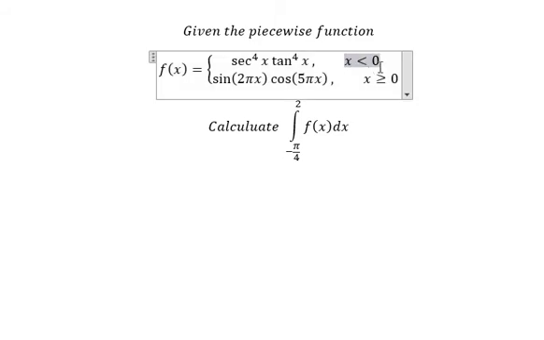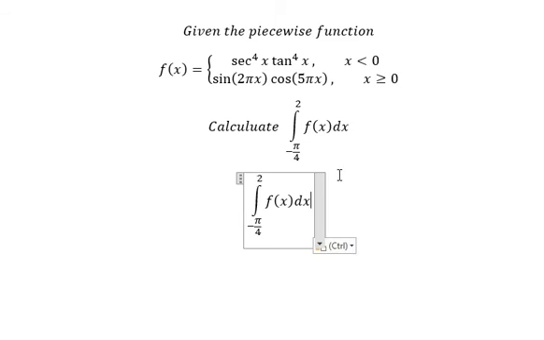When s is smaller than number 0, you got about this one. When s is greater than or equal to number 0, you got about this one. So that means this one for negative, this one for positive. Now we need to divide this integration like this.